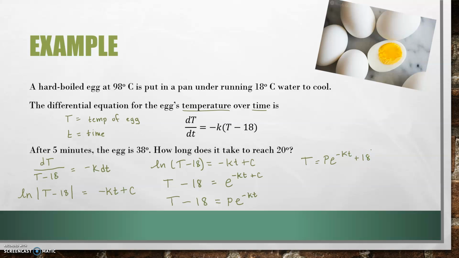But we have two unknowns: we have P and we have k. So we need those initial conditions in order to figure out what those are. When t is equal to 0, the egg is 98 degrees. So when we put 0 into this equation, we get 98 is equal to P plus 18. Our initial condition is really the difference in the temperature of the egg and the temperature of the room. So P is equal to 80.